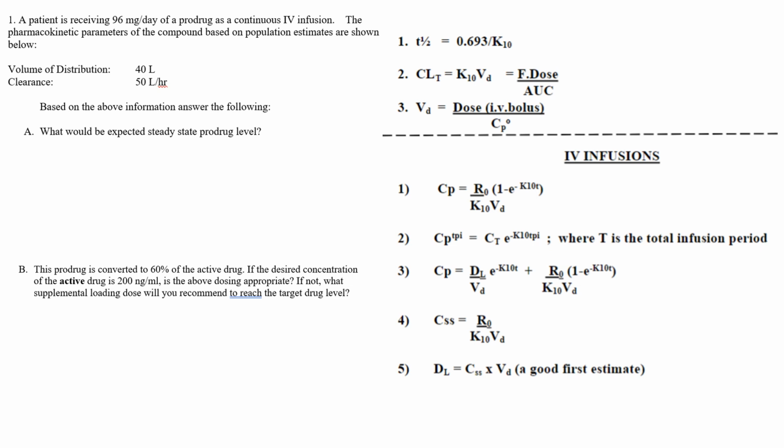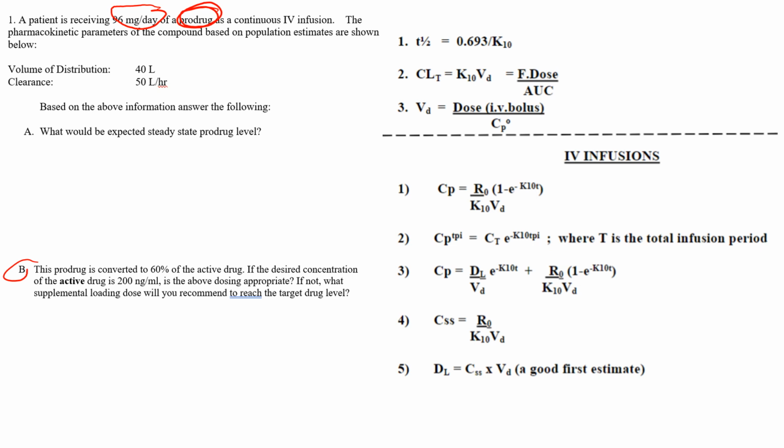We have a patient receiving 96 milligrams per day of a prodrug. This is an essential thing I added in this problem, and it'll make a little more sense in this second part right here. It's essentially wanting to know what's the steady state of this prodrug. For the first part of this problem, this isn't super hard. One thing we do need to do is, I like incorporating this equation in this problem, we're given volume of distribution and a clearance, not K10. This is also on our equation sheet, which is really nice.